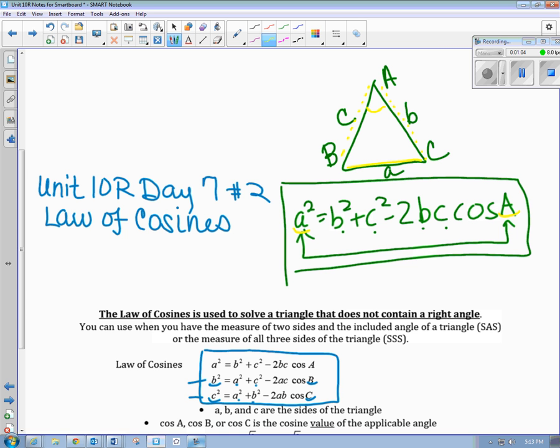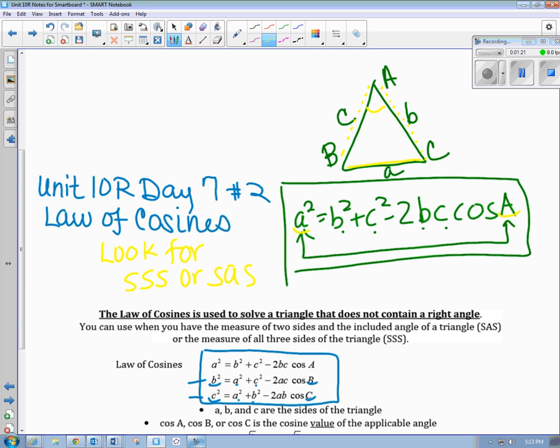So we have to have a side, side, side, or a side angle side setup when we go through and do this. So I'm going to put a little note here to look for side, side, side, or side angle side as one of your hints that you're going to be working with the law of cosines.